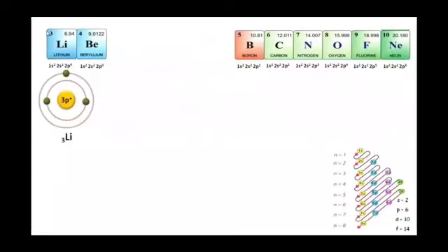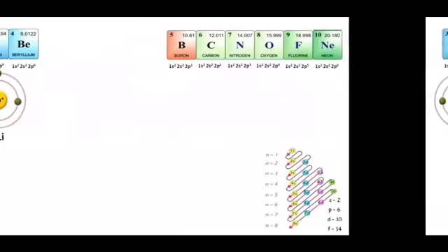This 3 indicates that there are 3 protons and 3 electrons. The 3 protons will be present in the center of the nucleus and the electrons will be revolving around the nucleus. In the second shell, we have 1 electron.